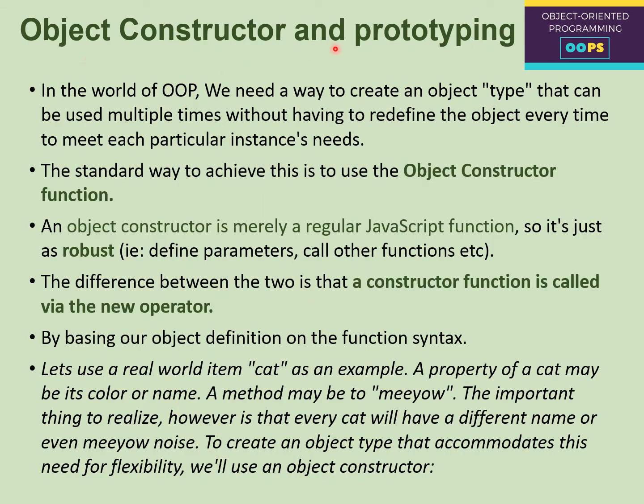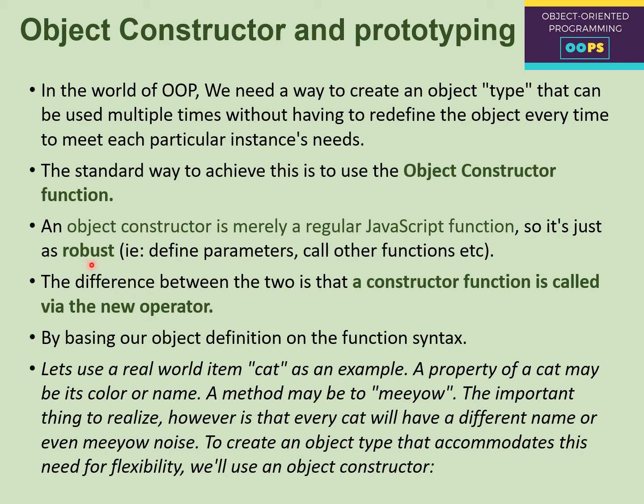The next is object constructor and prototyping. In the world of OOPS, we need a way to create an object type that can be used multiple times without having to redefine the object every time to meet each particular instance's needs. So the main property of object is reusability, and the standard way to achieve this is to use the object constructor function. An object constructor is merely a regular JavaScript function, so it's just as robust.